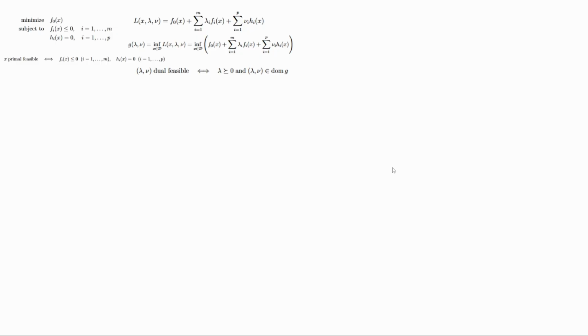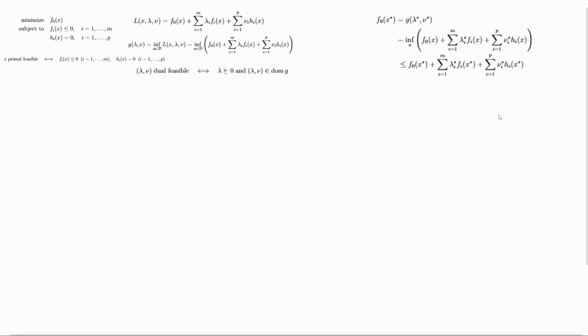That is, you can find an x value and a lambda, v pair such that f_0 is equal to g. This is just the definition of strong duality. If we can find x star and lambda star, v star and set them equal to each other, we know that x and lambda, v are themselves optimal. Now, what can we say if this is true? Well, of course, we can just plug in lambda star and v star for lambda and v respectively in the dual function here.